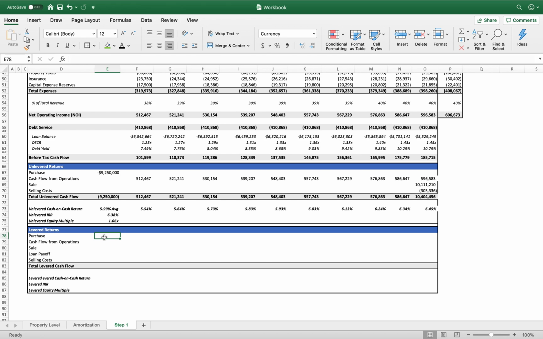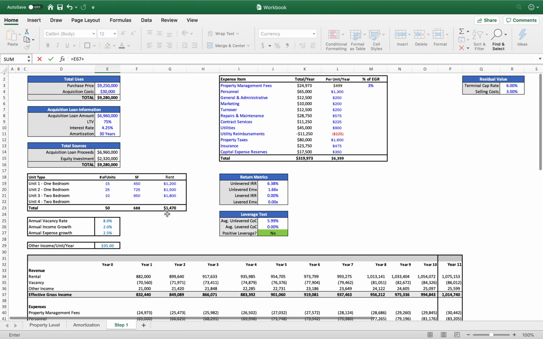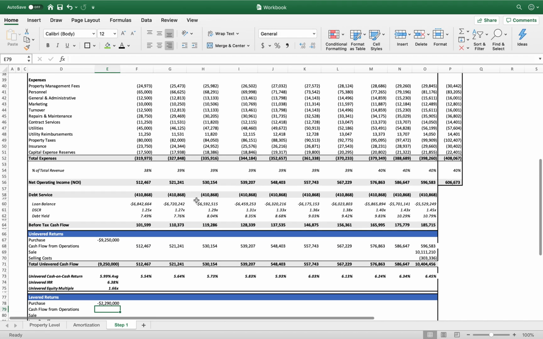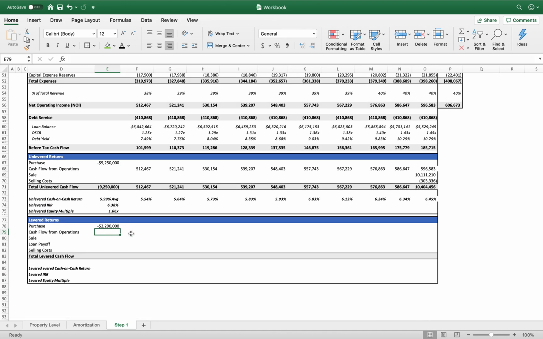So this is the property with debt. To get this purchase price now, this is basically going to be our total equity investment. So we're going to take that purchase price and deduct a loan. So with the loan, our total equity in is $2.29 million. Cash flow from operations is now going to be our before tax cash flow, so cash flow after debt.